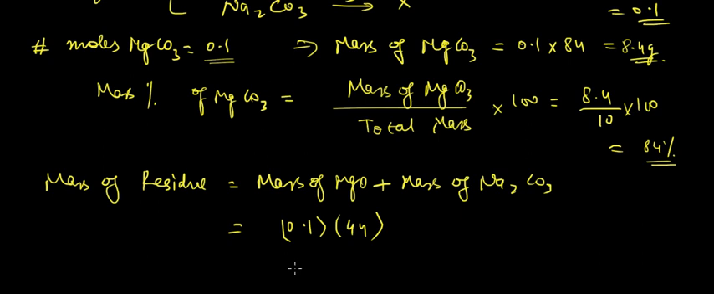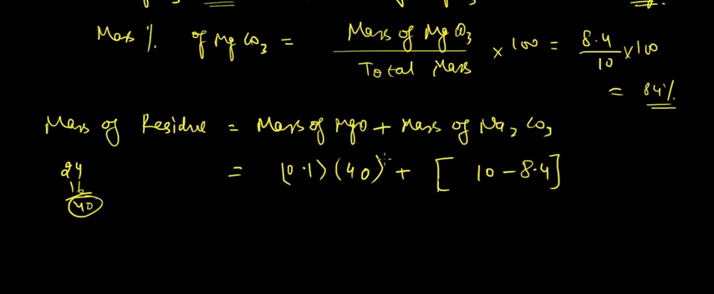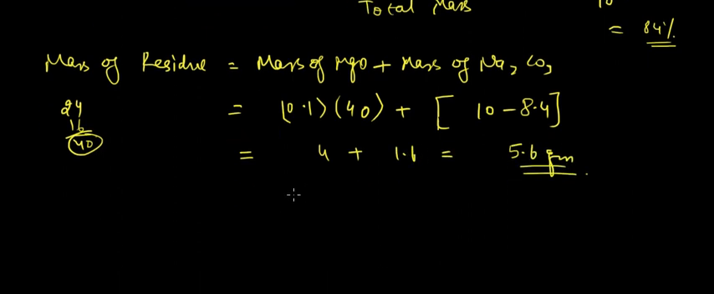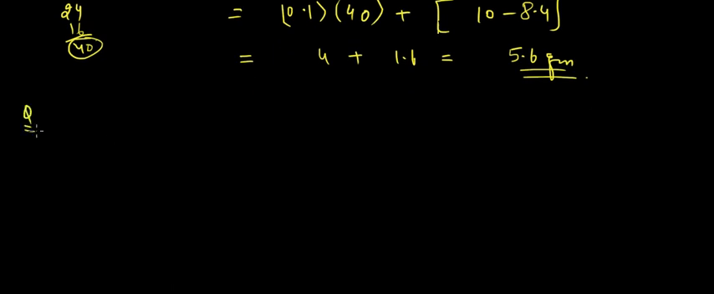Oh sorry, molar mass of MgO is 24 plus 16, which gives 40. So this is not 44, this is 40. Plus mass of Na2CO3 would be 10 minus 8.4, because 8.4 is the mass of MgCO3. So this would be 4 plus 1.6, or 5.6 grams of residue would be formed after the reaction. Let's go into another question.